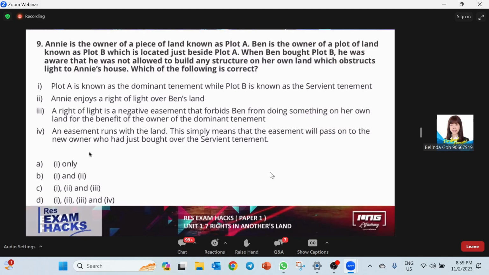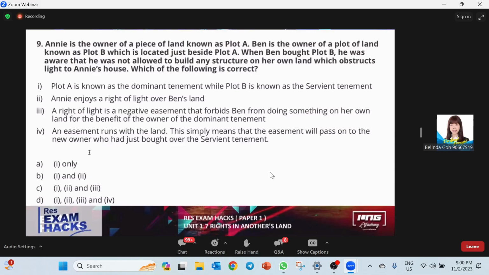Block A is known as the dominant tenement, while Block B is known as the servient tenement. Annie enjoys a right of light over Ben's land. A right of light is a negative easement that forbids Ben from doing something on his own land for the benefit of the owner of the dominant tenement. D: an easement runs with the land. This simply means the easement will pass on to the new owner who has just bought over the servient tenement. So which is the answer? Let me see.